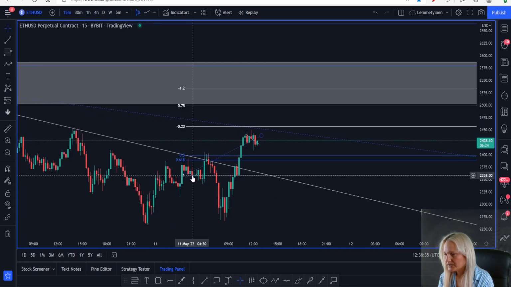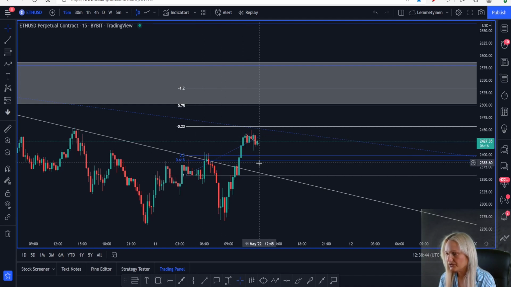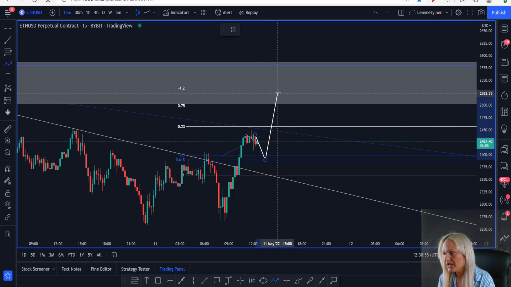What I also did, just because I want to see how the market is moving, I took a Fibonacci from 2,358 to the high at 2,440, and that gives me Fibonacci levels 2,398 and 2,388. And from these levels, I do expect the market to create a higher low and then see the market slowly pushing to the upside.